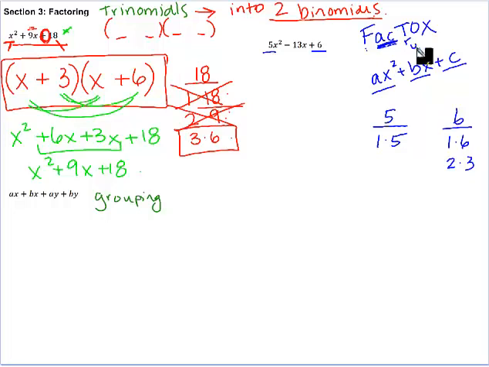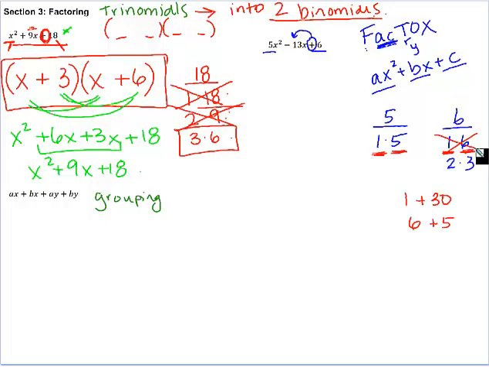T stands for try. So T, we want to try all the different combinations of factors here that add to give us that 13. So what that means is here we could take 1 times 1 to give us 1. 5 times 6 to give us 30. Do those add to give us 13? No. So then you try it in the other order. 1 times 6 is 6. 5 times 1 is 5. Do those add to give you 13? No. So the 1 and 6 doesn't work.